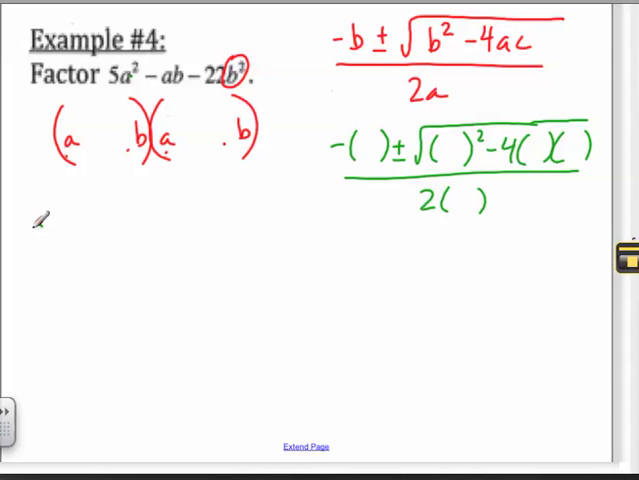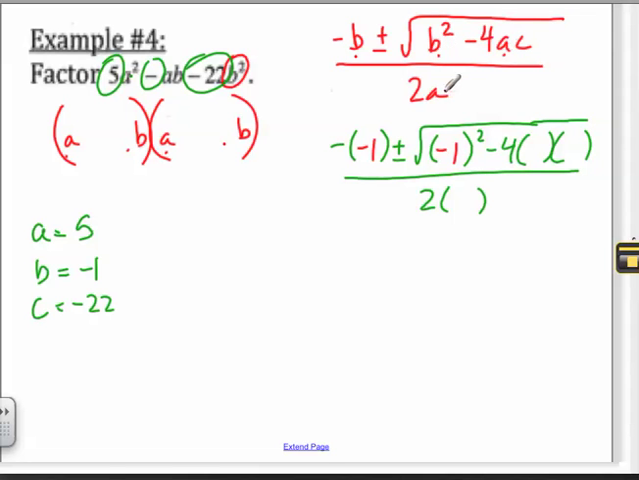Now, what is a, b, and c? Well, a is the first term, the coefficient, 5. B is the middle one, -1. And c is the last one, -22. Alright, so let's fill in what we know. The b that I'm looking for is going to be -1. I'm going to plug in the two a's next, and that's going to be 5 and 5. And then I'm going to plug in the c last here, and that's going to be -22.